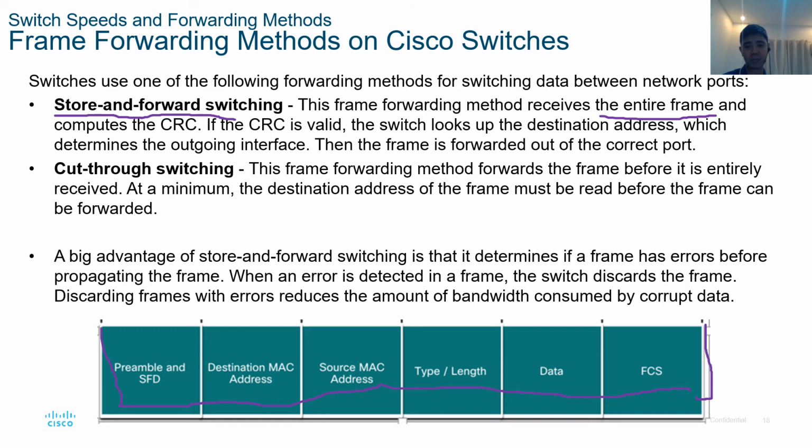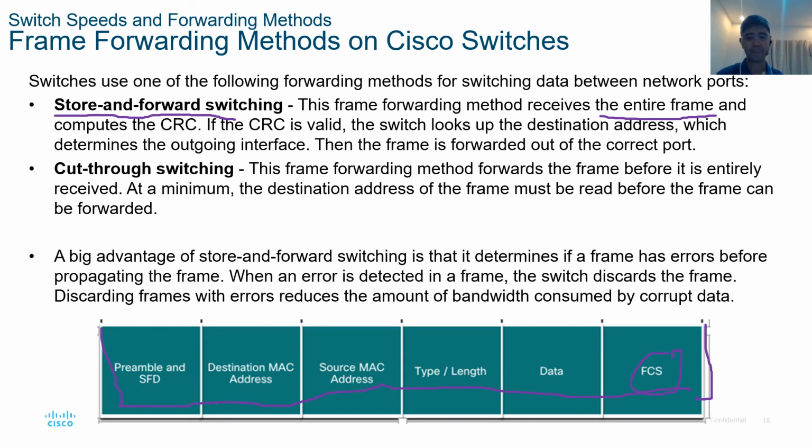The good thing with store and forward is that, first, it has error detection. This is very important. If the switch detects that there is an error, it will drop the frame. At the point of the switch, that is good because it adds faster processing. It drops the frame if there are any errors. It doesn't wait for the end device to process the error.